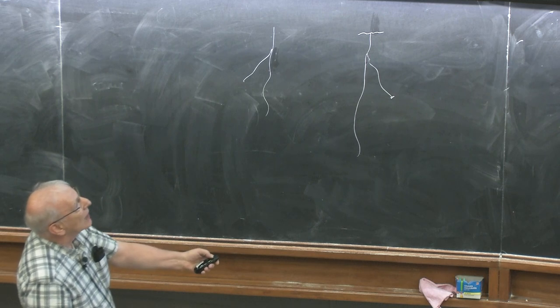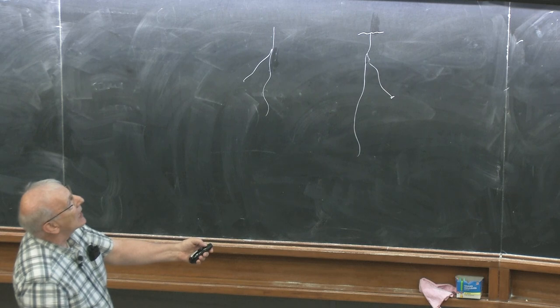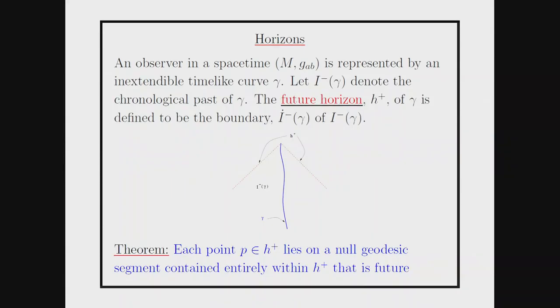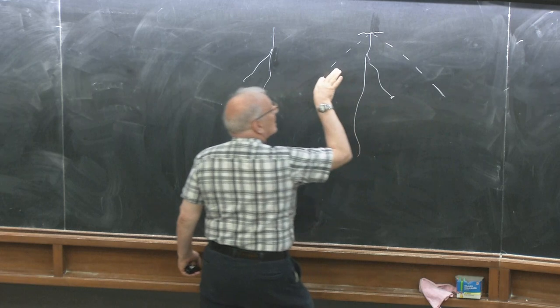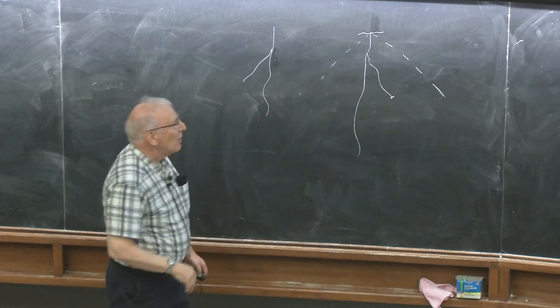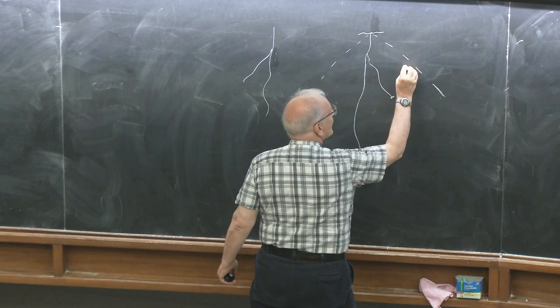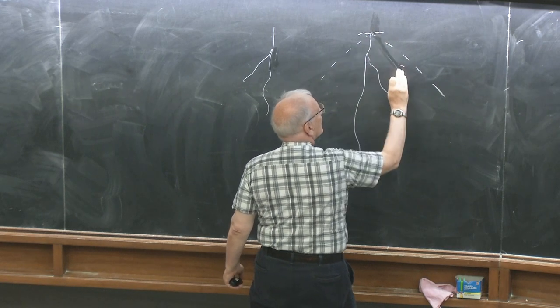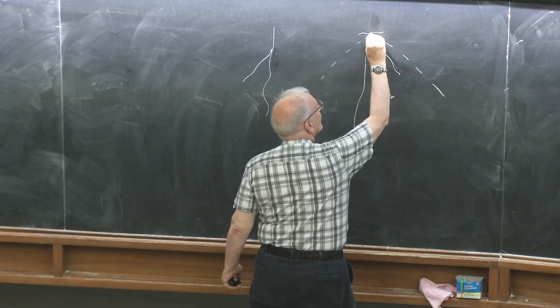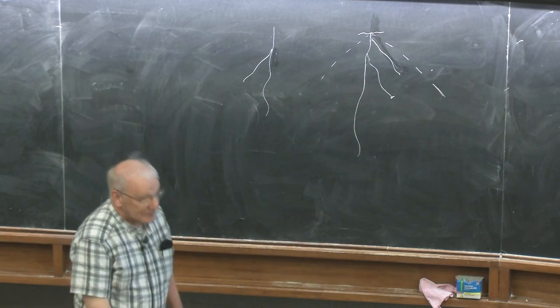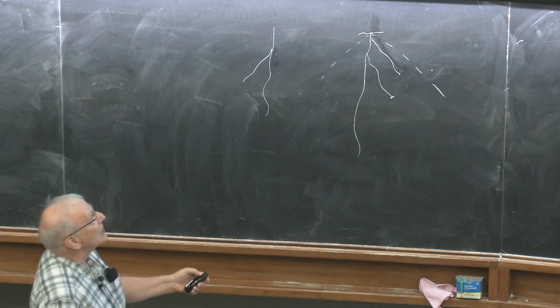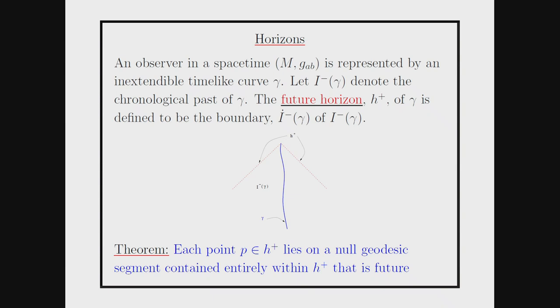And now the future horizon of the observer is going to be defined as the boundary of this chronological past. So in this case, where the observer falls into a singularity, there'll be some boundary that I've drawn with the dotted lines that has the property that inside of here you can reach the observer with a timelike curve, but outside of here you can't. So that's going to be the general definition of a future horizon of an observer. And of course, you could define past horizons in the same way.